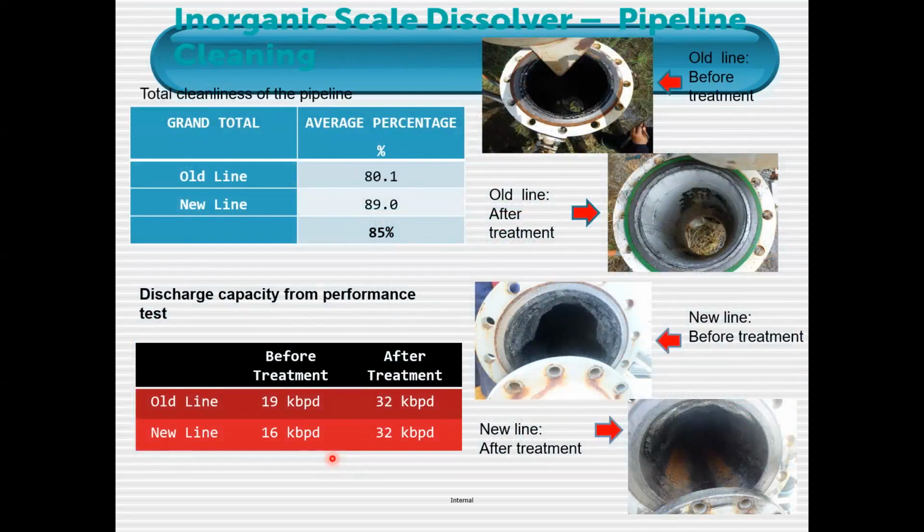And this is in the pipeline. Initially, the pipeline is being blocked here, and after using the chemical, it is all clean. Similarly, as you can see here, the barrels jump from 19,000 barrels per day to 32, and from 16 to 32. So it can basically melt these solid deposits to allow it to flow, in terms of flow assurance and production.